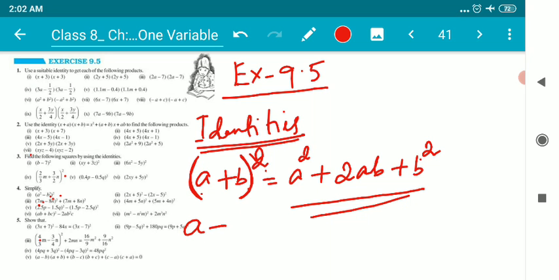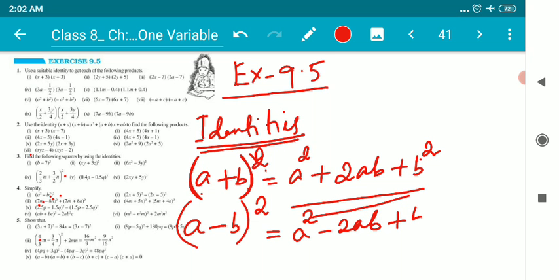The next identity is (a minus b) whole square. It is absolutely the same, just in the place of plus we use the minus sign. So the identity of (a minus b) whole square is a square minus 2ab plus b square. Another identity is a square minus b square.